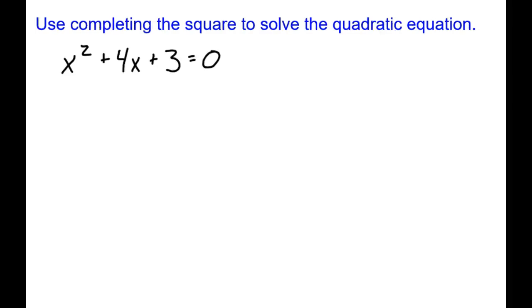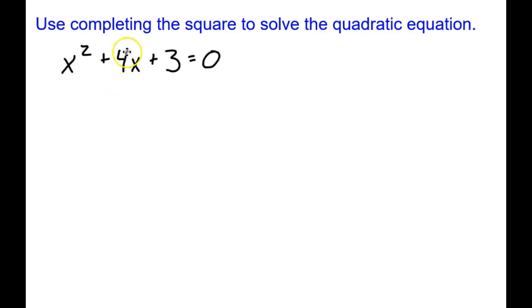First example, we're going to use completing the square to solve the quadratic equation. We have x squared plus 4x plus 3 equal to 0. This quadratic equation actually could be factored into x plus 3 times x plus 1, use the zero product property, get x equals negative 1 and x equals negative 3, but we're going to use the process of completing the square to show that process with an easier example. So the first thing we want to do, make sure the leading coefficient is 1, which it already is, so our first step is done.